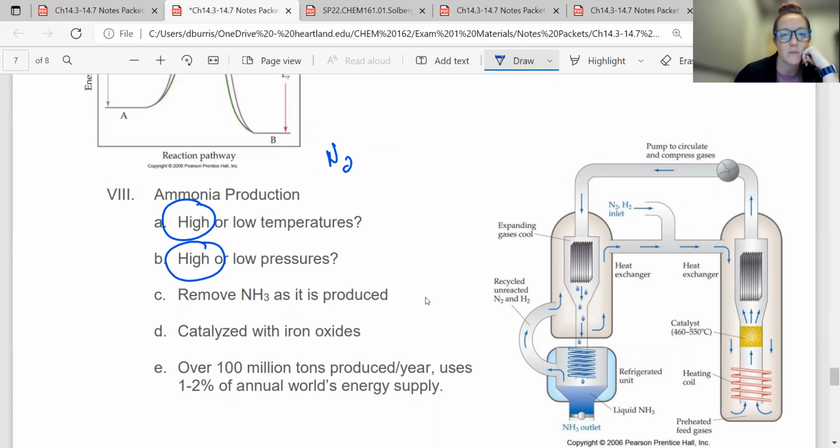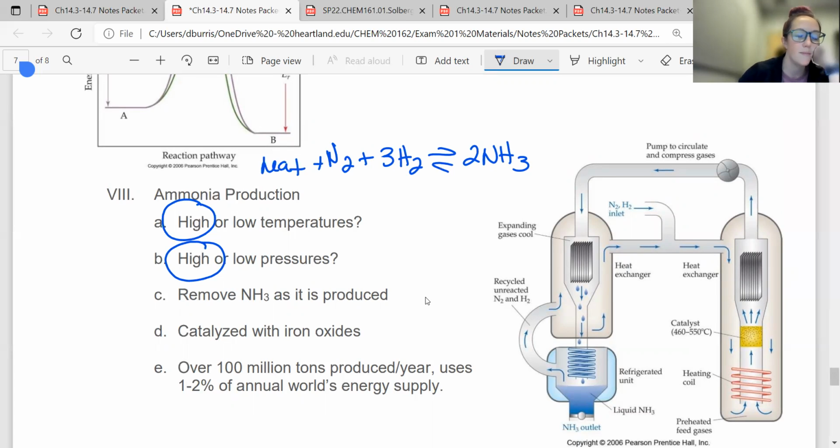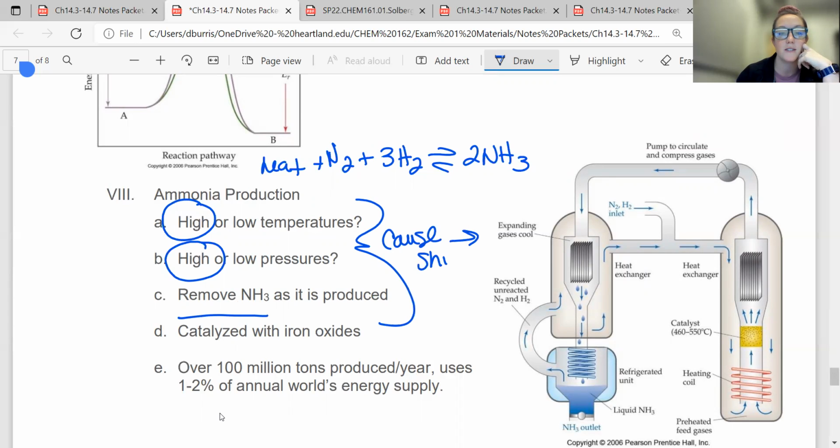If I look at the reaction, N2 plus 3H2 makes 2NH3. We know that high temperatures cause it to produce more ammonia, so it must be endothermic. High pressures cause it to shift right because there are fewer moles on the right side. As the reaction happens, they remove the NH3, and as you take more out, that's going to cause it to shift right. So all of these things cause a rightward shift in this reaction to produce more and more ammonia. And a catalyst is just going to make it go faster.